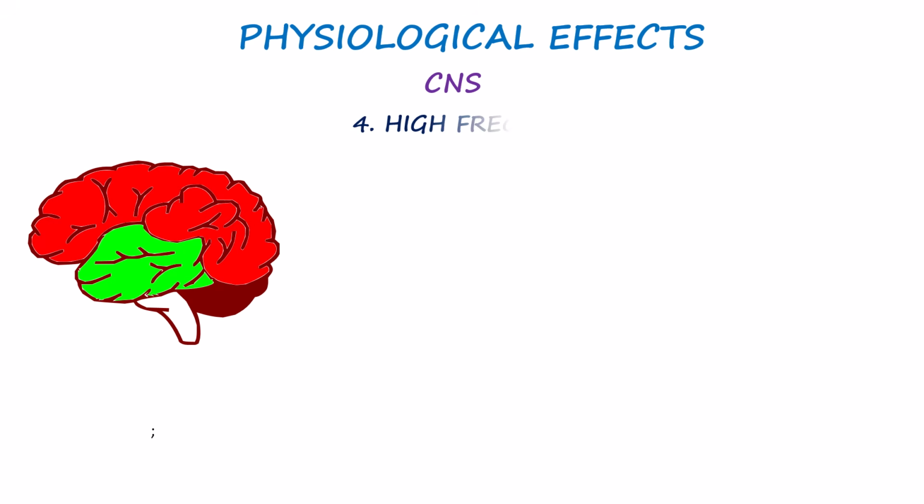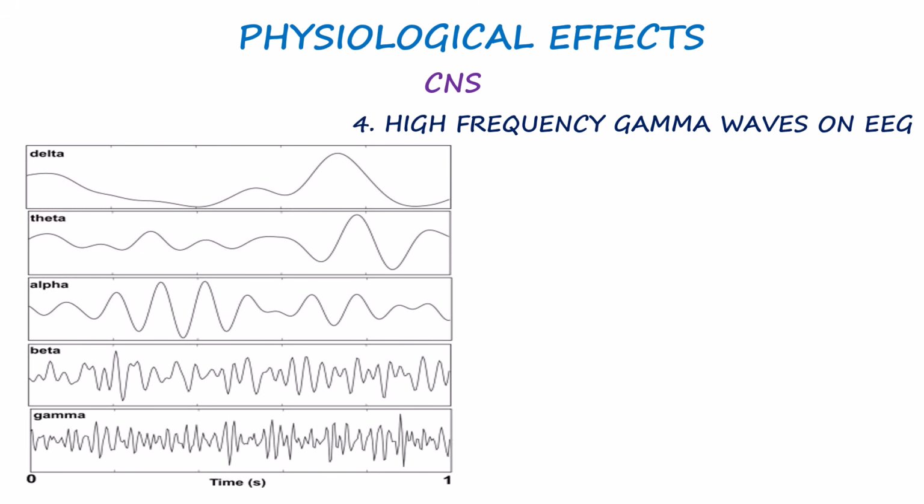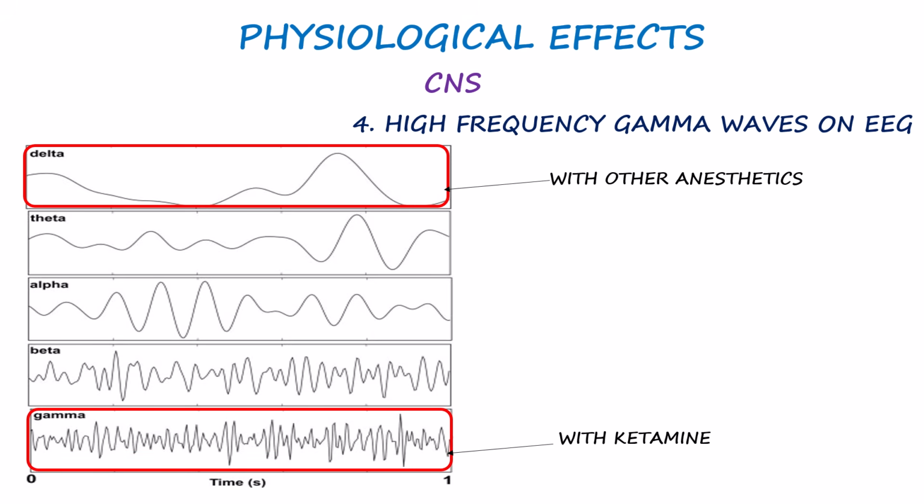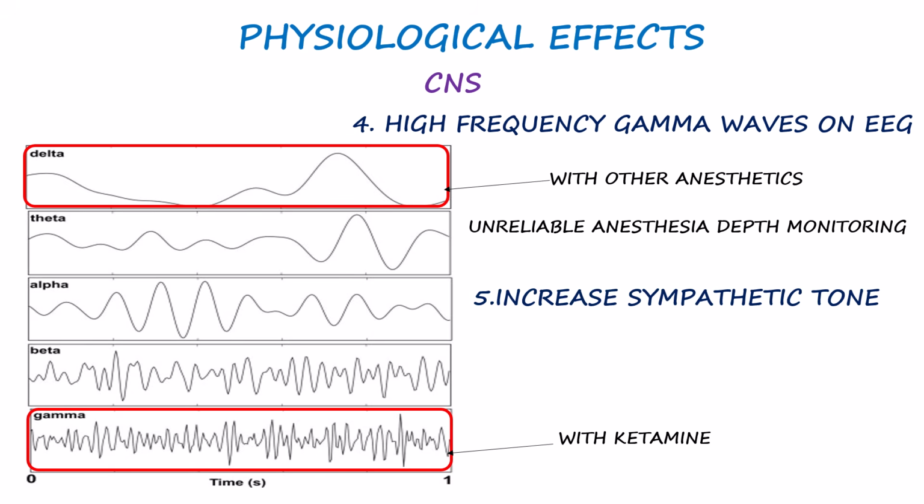Ketamine's EEG shows active, high-frequency gamma wave activity instead of the usual suppression seen with other anesthetics. This happens because ketamine doesn't shut down the whole brain. Instead, it disrupts thalamocortical connections and sensory processing, making the brain look awake on EEG. This may limit the reliability of depth of anesthesia monitors. Additional CNS signs include mydriasis and nystagmus, reflecting increased sympathetic tone.